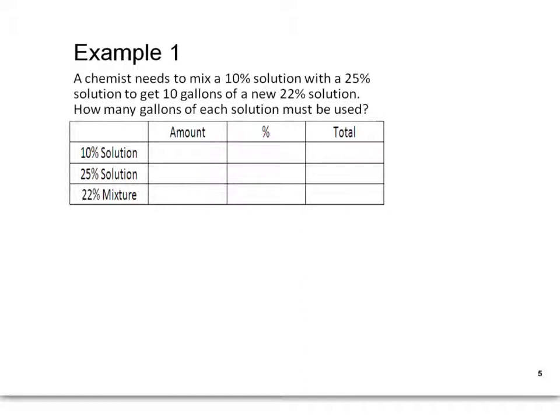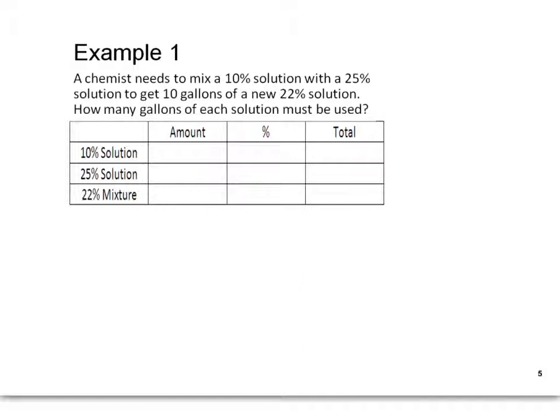But we've got a chemist who needs to mix two solutions together that have a certain concentration. So we have a 10% solution, and that could be like 10% sodium or 10% of some type of chemical, basically. So a 10% solution with a 25% solution to get 10 gallons of a new 22% solution. It asks us how many gallons of each solution should we use.